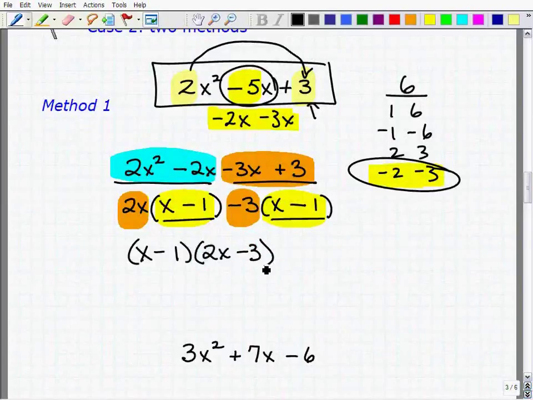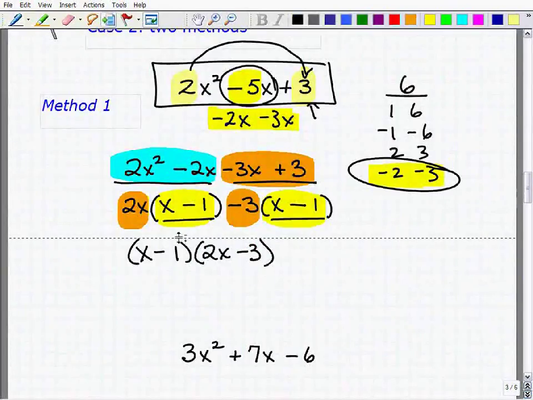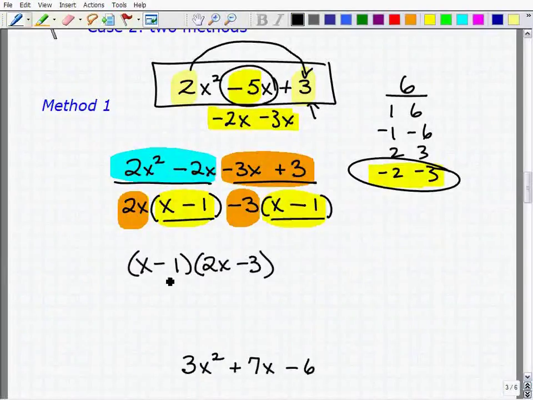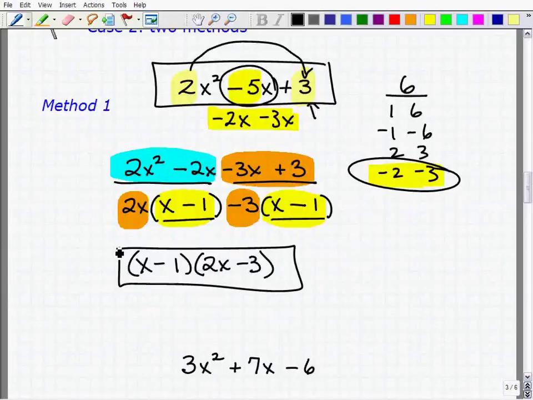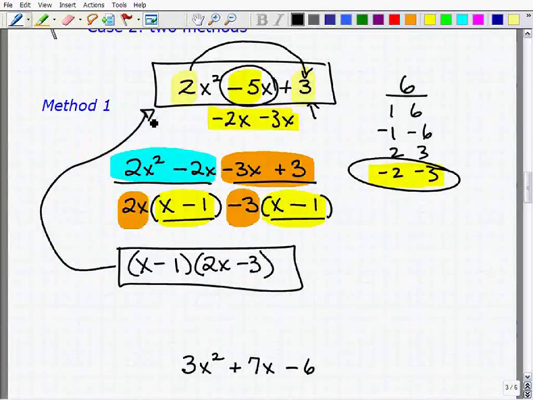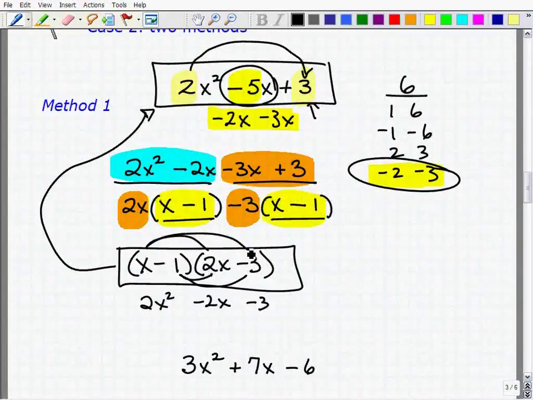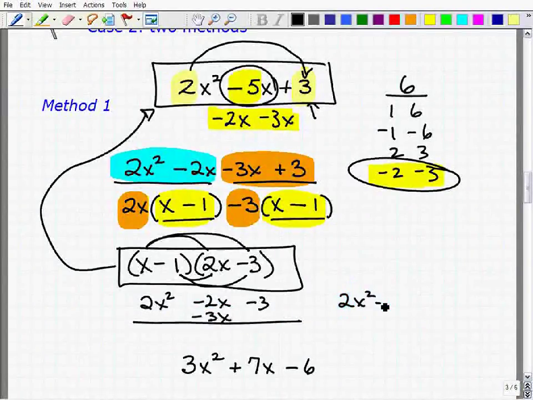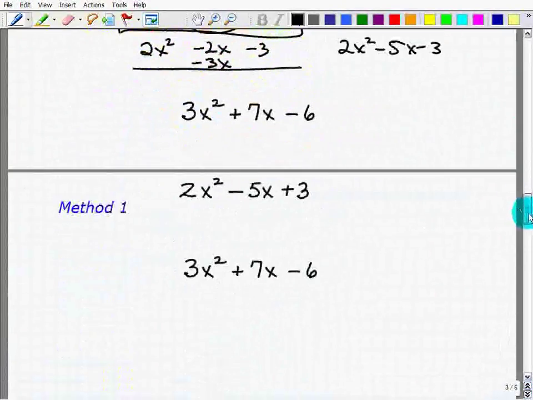Okay, so now we're done. But let's make sure that we can prove to ourselves that this works. This is the answer. When you multiply those two together, you should get this. So let's do that. x times 2x is 2x squared. Negative 1 times 2x is negative 2x. Negative 1 times negative 3 is negative 3. And x times negative 3 is negative 3x. So you can see here, when you add these up, you'll get back to 2x squared minus 5x minus 3.